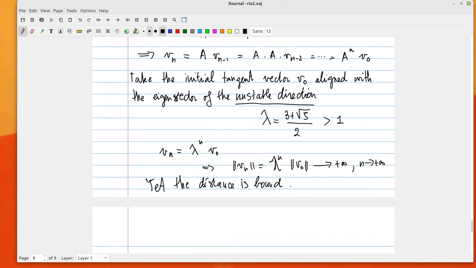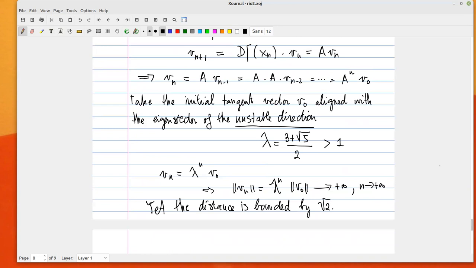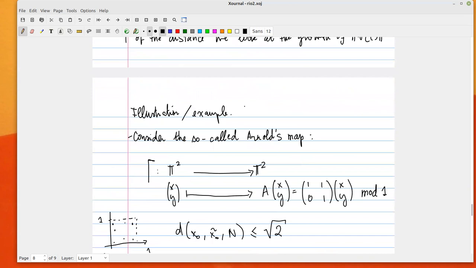So I hope this example will serve as an illustration of why we prefer to quantify the rate of separation of close orbits by looking at the growth of the norm of the tangent vector and not the distance itself.